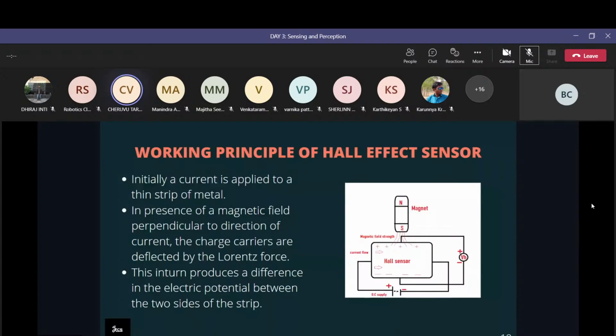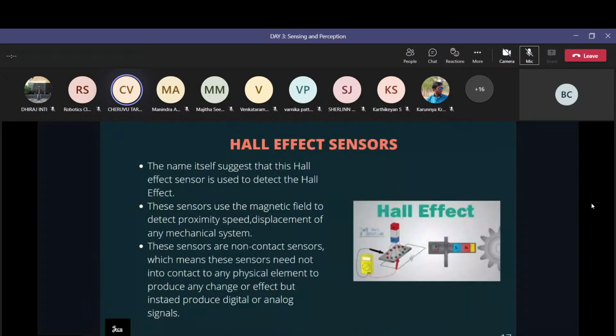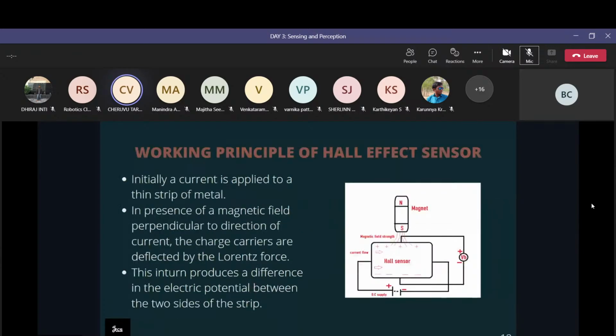This potential can be calculated. Since the opposite charges are on the opposite sides, this voltage difference can be calculated, and thereby with the help of this voltage difference, you can detect the speed or displacement of mechanical systems. So this is the basic working principle of the Hall effect.